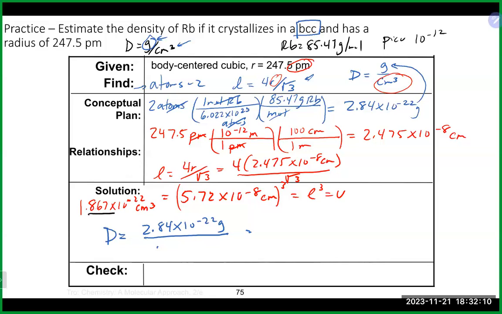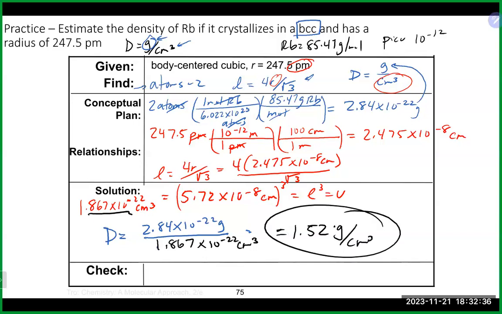Here we go. Let's actually take the volume number, which is right there, 1.867 times 10 to the minus 22 cubic centimeters. That looks a little better, I think. 2.84 times 10 to the minus 22 divided by 1.867 times 10 to the minus 22. There we go. We'll go with 1.52 grams per cubic centimeter in this case. Yeah. Any questions on that there?